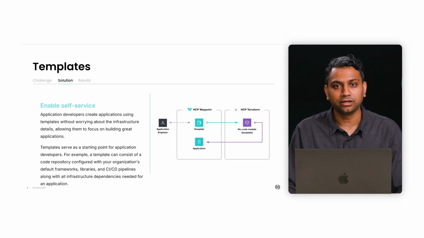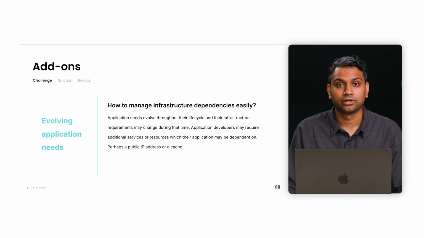App developers can come in and browse through their company's golden patterns defined using templates and use them to create applications without worrying about the infrastructure details, allowing them to focus on building great applications. Now, as application needs evolve, app developers are faced with other challenges. As we know, application needs evolve through their lifecycle, and the infrastructure requirements may change during that time.